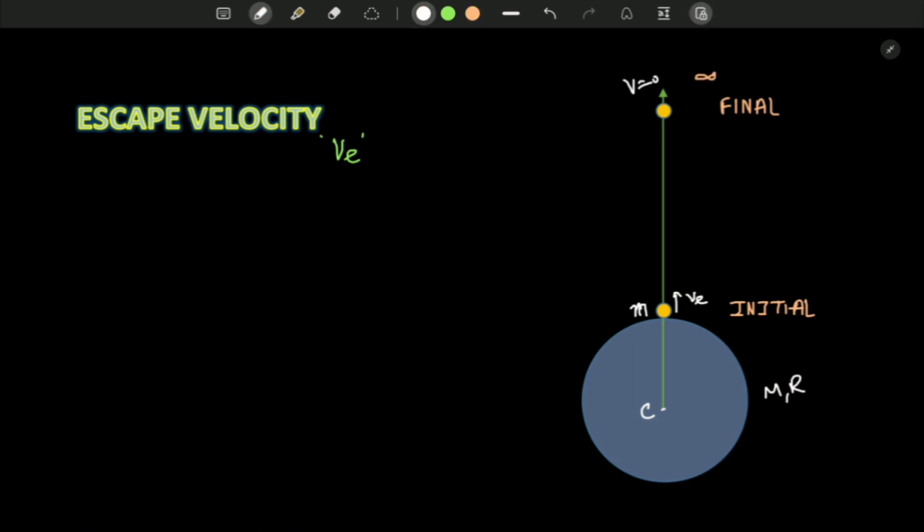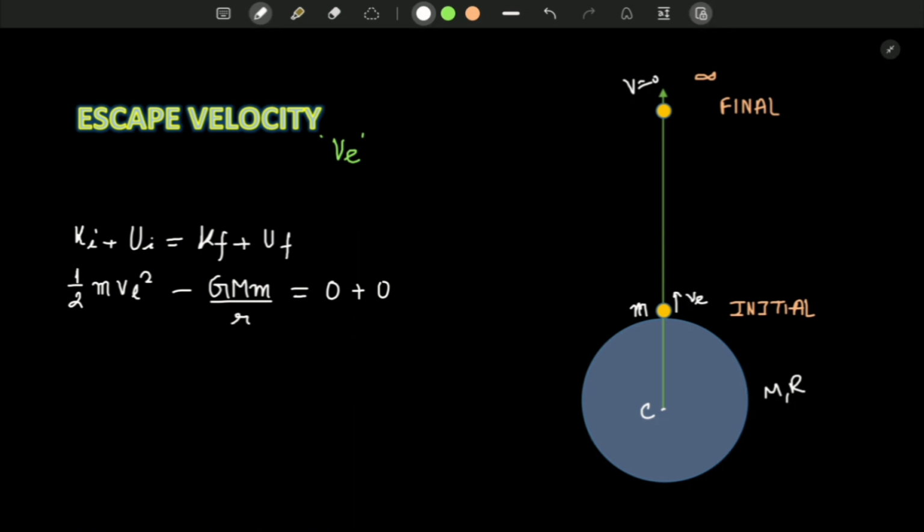Now we will use energy conservation. Kinetic energy initial plus potential energy initial equals to kinetic energy final plus potential energy final. Kinetic energy initial is half m VE square. Potential energy initial is minus G Mm by R. This is equals to 0 plus 0, because kinetic energy and potential energy both are 0 at infinity. So from here I can say VE equals to under root 2GM by R. This is approximately equals to 11.2 km per second at Earth's surface.